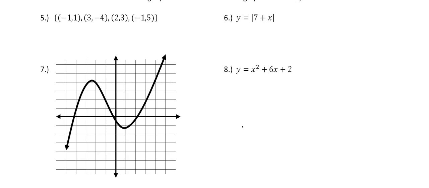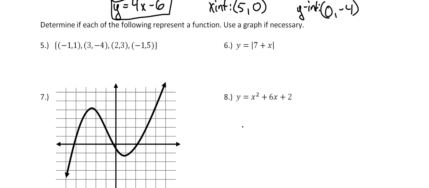So when we look at something like number 5, we see that this -1 is repeated right here for an x value. And here the -1 has a y value of 1. Here it has a value of 5. That one x value has 2 different y values, so it's not a function.